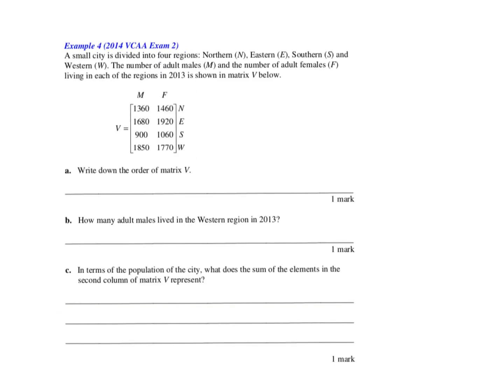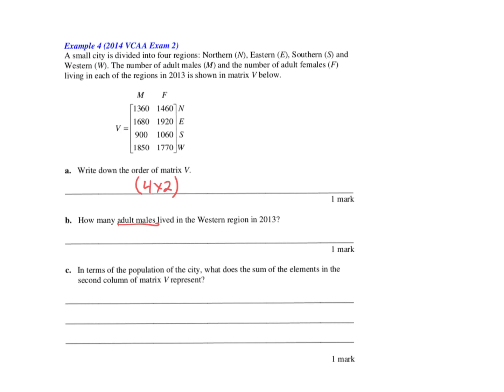Okay, let's have a look at this one. A small city is divided into 4 regions, north, east, south and west, and the number of adult males and number of adult females living in each region in 2013 is shown in matrix V. Write down the order of matrix V. So what's our order? How many rows? It's a 4 by 2. Good.